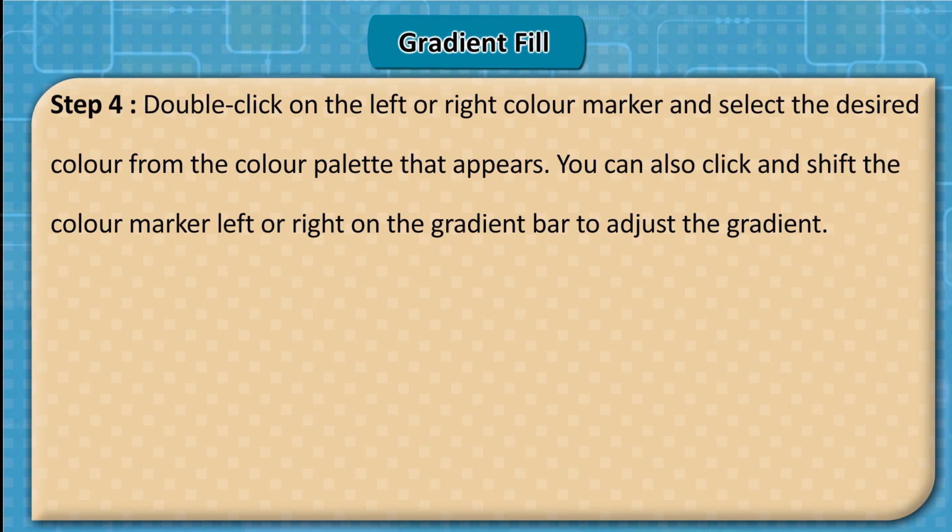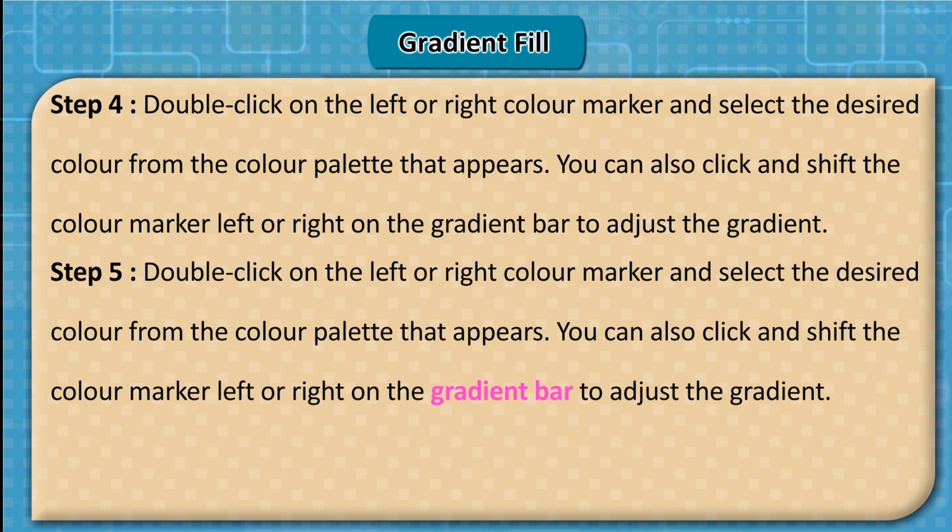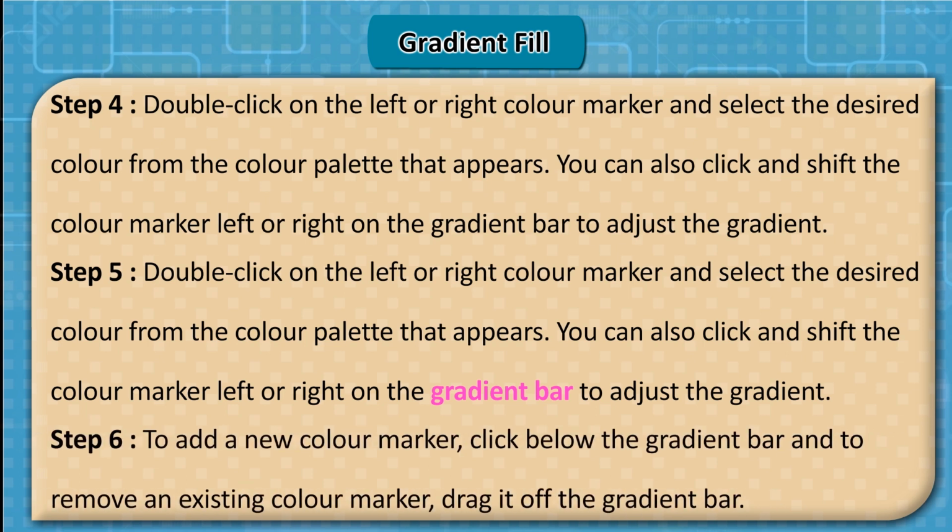Step 4. Double-click on the left or right color marker and select the desired color from the color palette that appears. You can also click and shift the color marker left or right on the gradient bar to adjust the gradient. Step 5. To add a new color marker, click below the gradient bar, and to remove an existing color marker, drag it off the gradient bar.